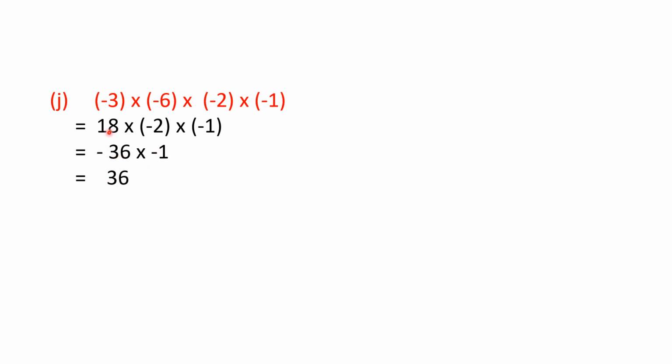So let me explain again. Minus 3 into minus 6 is 18, because 3 into 6 is 18. Minus minus plus. Then we write the same numbers again, minus 2, minus 1, right? After that we take the next two numbers again. 18 into 2 is 36. Plus into minus, minus. Then we write minus 1 again. And after that, 36 into 1 is 36. Minus into minus is plus. So I get plus 36, right? So that is our answer. So next one.